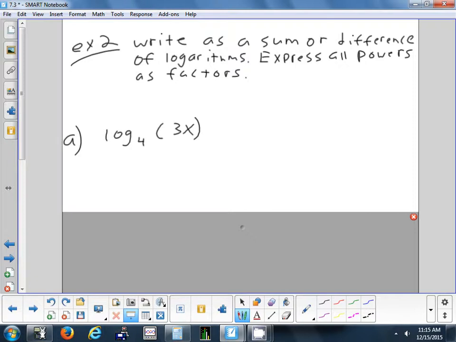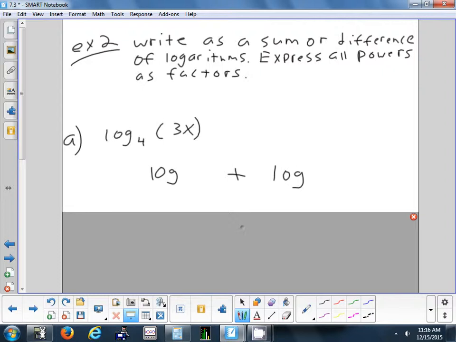All right, so Derek, first thing I want to decide is if I'm going to split this as a sum or difference. What do I have inside my argument? Is that multiplication or division? Multiplication. That's multiplication. Do you remember how multiplication splits up? Into two parts. And is it addition between the two parts or subtraction? Addition. Addition, good. Okay, each part is gonna have a log.